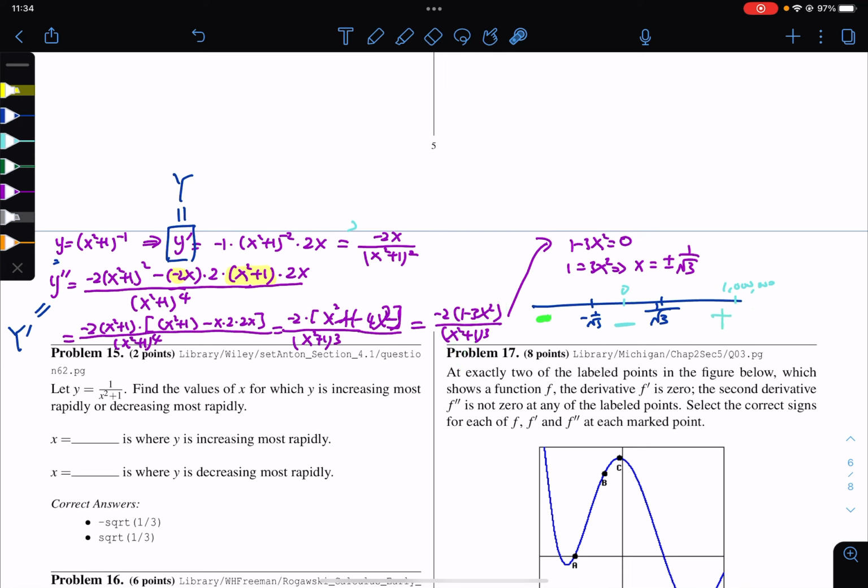You can have the same discussion for this side. You plug in a really negative number. It's also positive. So based on the sign of capital Y prime, it tells you the capital Y is increasing, decreasing, and increasing. Therefore, your lowercase y prime or the capital Y, either one, is going to reach a local maximum here. That's where the lowercase y prime is the largest. So it's going to increase rapidly. So it's going to be -1 over √3. The other one is going to be the other part of the question.